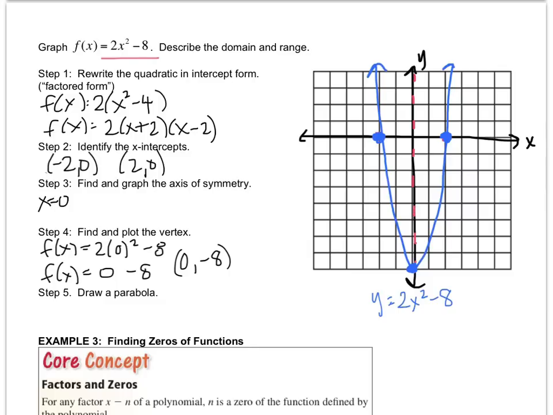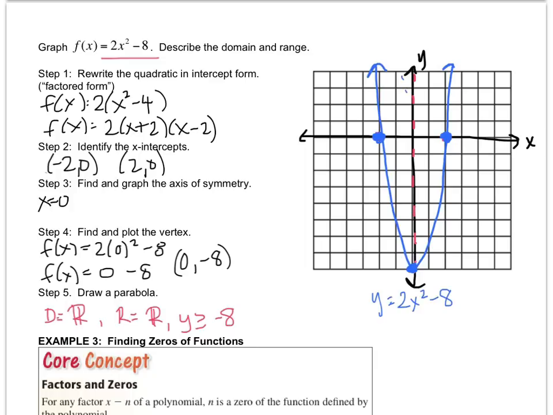Now, what you'll notice is that I put a dashed line through the axis of symmetry. It's not necessary to do that unless the directions weirdly tell you to, but I decided to. The final thing we have to do is describe the domain and range. I'll do that down here. The domain is all real numbers, and the range is real numbers, but y has to be greater than or equal to negative 8. How did I get negative 8? It's the y value of the vertex.